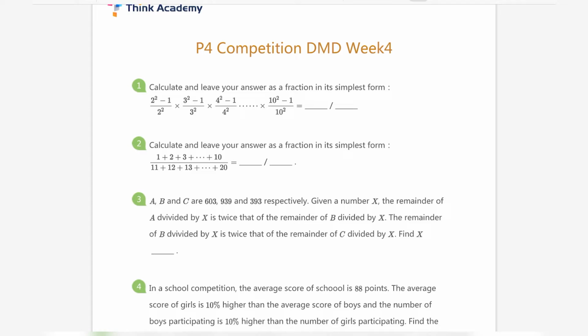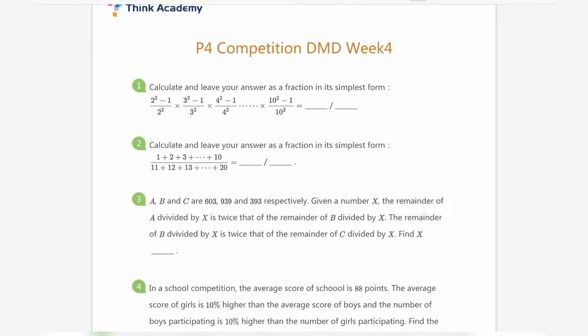So, first question: calculate and leave your answer as a fraction in its simplest form. We have 2 squared minus 1, 3 squared minus 1, 4 squared minus 1, all the way to 10 squared minus 1 as the numerator. And for the denominator, we have 2 squared, 3 squared, 4 squared, all the way to 10 squared. All of them are multiplied together, and we are looking for the fraction in simplest form.